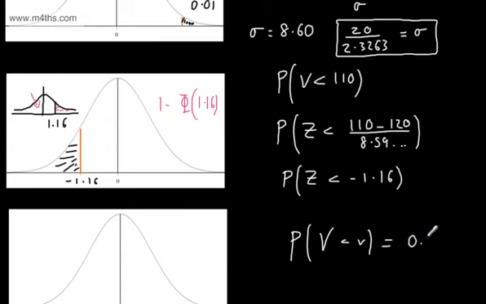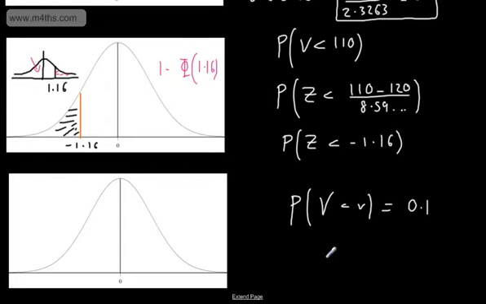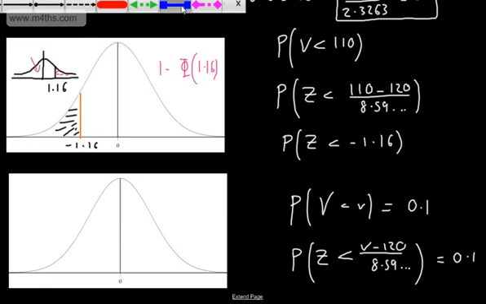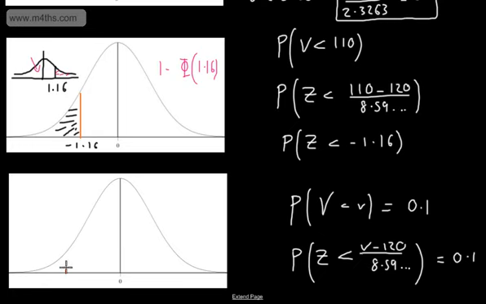What we're going to do is make the substitution again. Instead of v, we're going to have z. So we want the probability that z is less than lowercase v minus 120, which is the mean, divided by our standard deviation, which is 8.59 and so on and so forth. And we're told that that's equal to 0.1. Let's consider that area right now. That area is just here, to the left of a line, trapped under the curve to the left of a line.